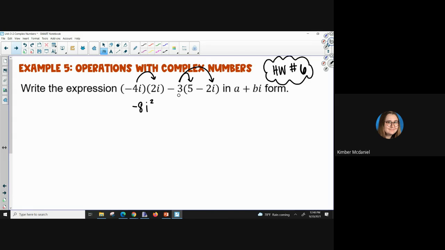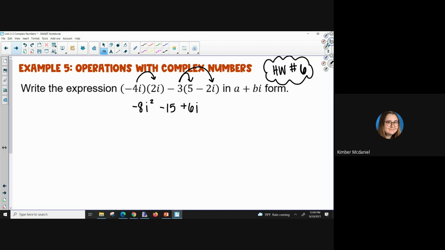Marquise, if we distribute negative 3 to 5, what do we get? What's 3 times 5? Okay, so we're going to have negative 15. And then if I do negative 3 times negative 2i, what does that give us? Close. What's a negative times a negative? Yeah. So we're going to have positive 6i, because be careful here, negative and negative gives us a positive. You recognize that we're going to get just an i.